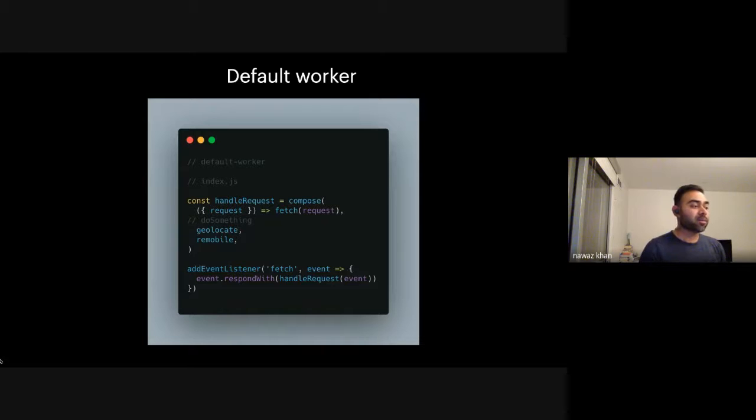We can create one function, and we can compose multiple functions inside it. In this case, we see a handle request function, and it is composed of multiple functions. One is fetching the request. We can also do geolocation. We can geolocate where a user is coming from. We can also write any logic that we want here. So that's the beauty of workers. And this is basically edge computing. This is all happening on the edge servers, and we can respond back with any data that we need.